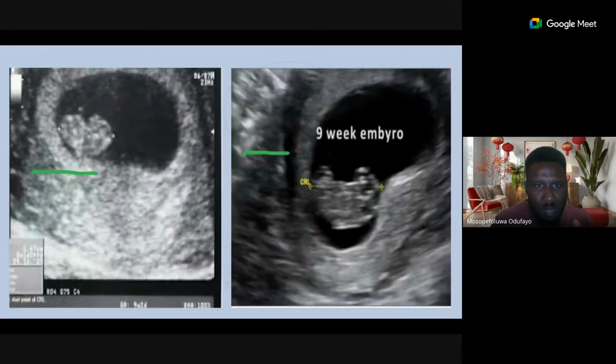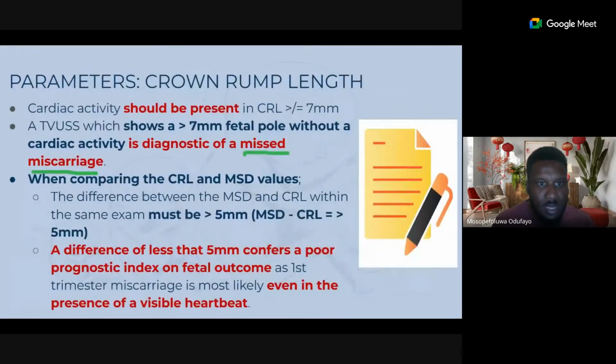For example, I measure this CRL right now, and maybe this CRL gives me 8 mm, and I don't find a heartbeat. That's gone. And what we call that is a missed miscarriage. Is that okay? Because in this kind of situation, probably the woman does not even know, and then she just came in for a scan. Is that okay?